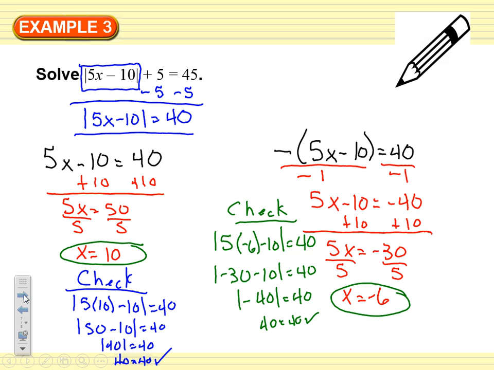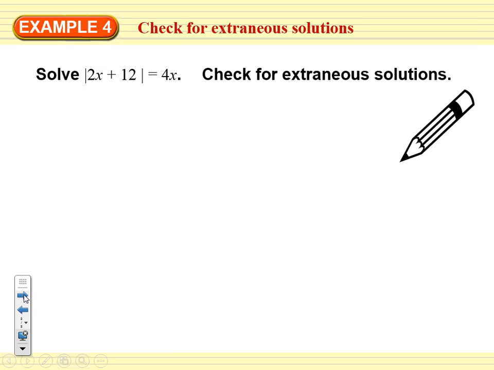All right, there's example number 3. The last example that you have to have in your notes is this one, ladies and gentlemen. We're going to set this up. If you look right here, it says check for extraneous solutions. Extraneous solutions mean solutions that aren't going to work when we plug them back in and check. That's why we check all of our answers, to make sure that we don't have any extraneous solutions.